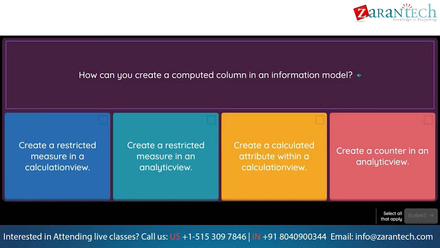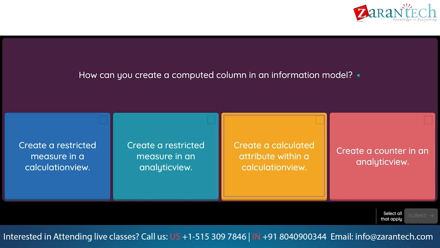Question: how can you create a computed column in an information model? Option 1, create a restricted measure in a calculation view. Option 2, create a restricted measure in an analytic view. Option 3, create a calculated attribute within a calculation view. Option 4, create a counter in an analytic view.